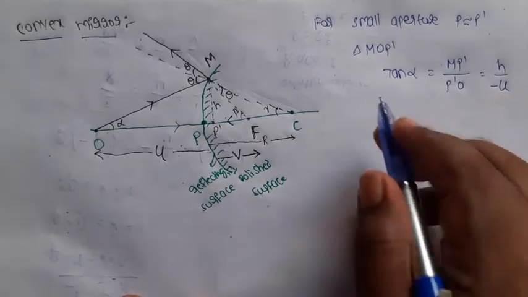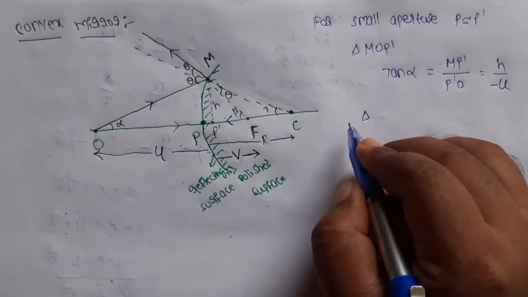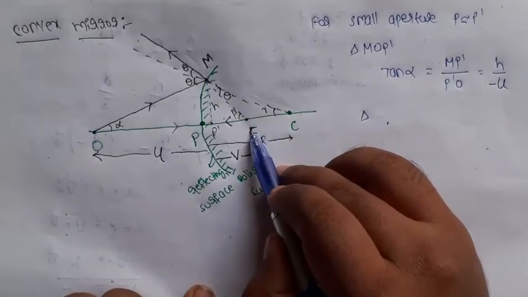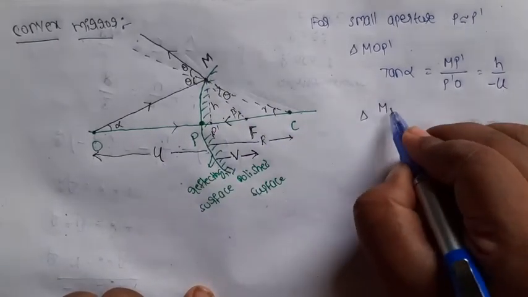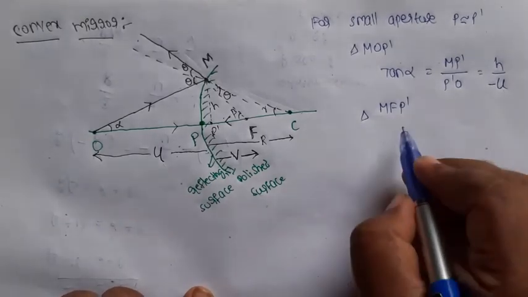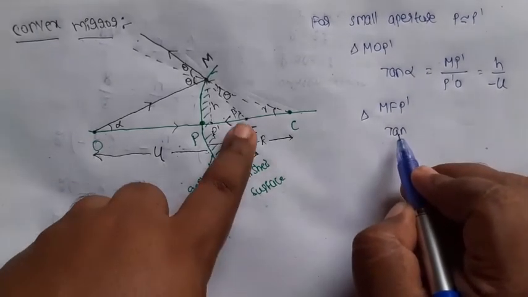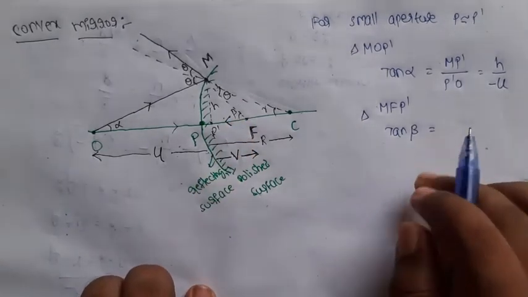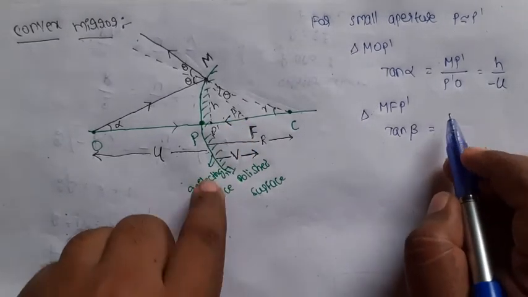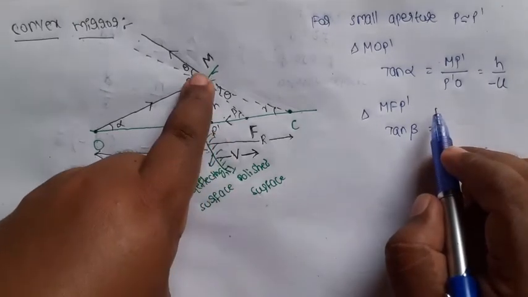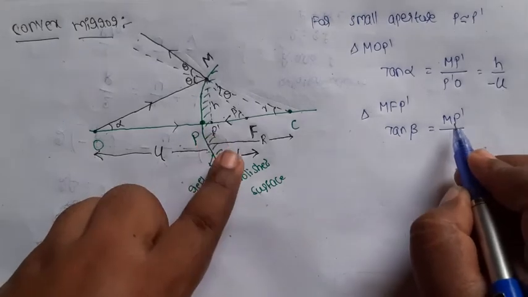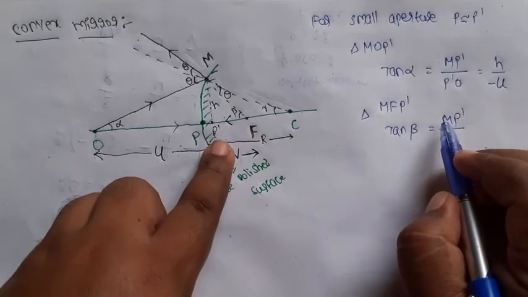Next I am taking triangle M F P dash. Here the angle is beta, tan beta. Apply the formula opposite by adjacent side. So the opposite side is M to P dash. What about the adjacent side? F to P dash.